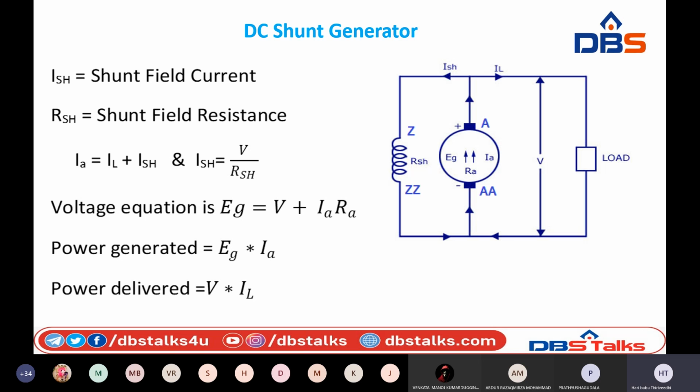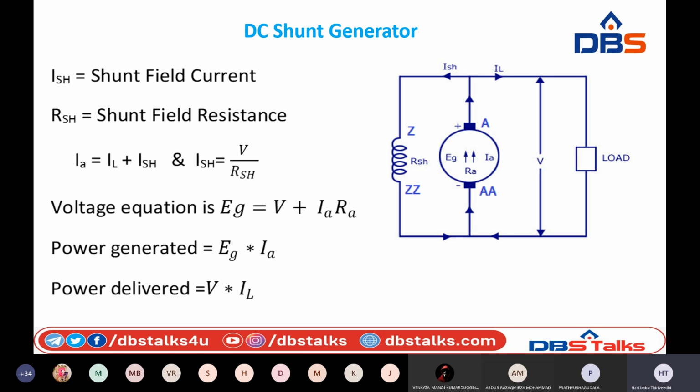Now write the voltage equation. How can you find ISH? ISH is the current flowing through the field winding, and here resistance will be there. To find the current, voltage and resistance must be available. In a parallel circuit the voltage must be the same. Here V, the load voltage, must be equal to the shunt field voltage also. Therefore we know the voltage and we know the resistance. ISH is equal to V by RSH, right?